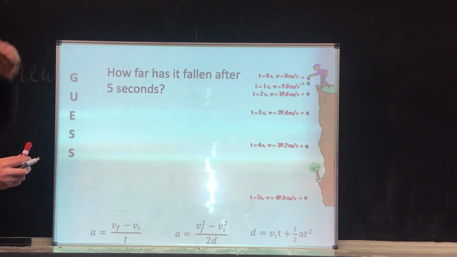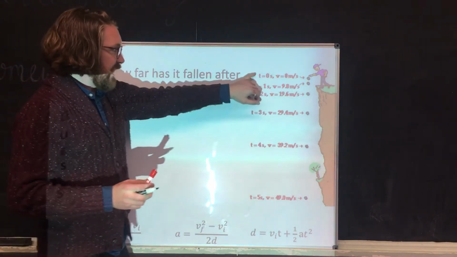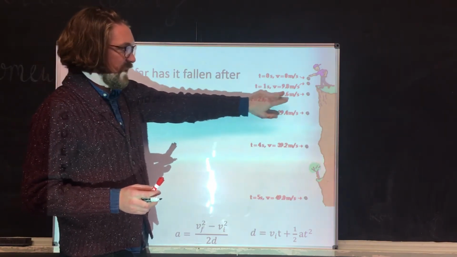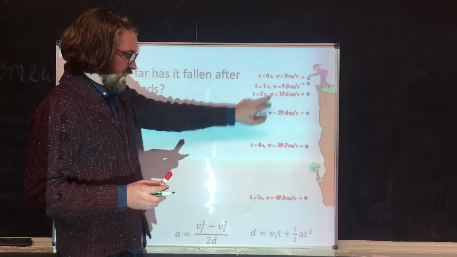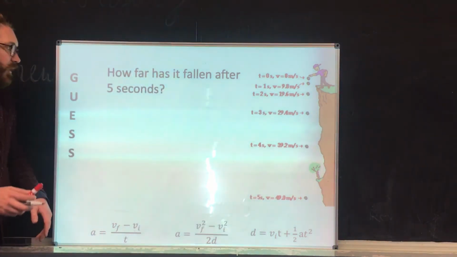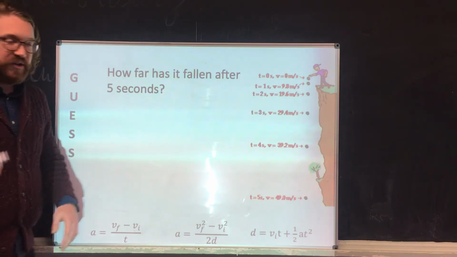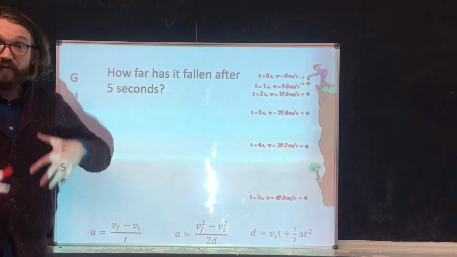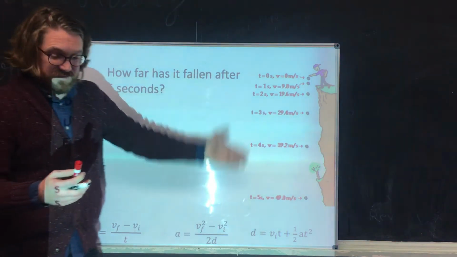Okay, so now here we see that every second the velocity is increasing. At 0 seconds, the velocity is 0. At 1 second, it's 9.8. At 2 seconds, it's 19.6. And at 5 seconds, it's 49 meters per second. That's cool. But something you might be more interested in is how far it's fallen after 5 seconds, okay? So how tall is it? Okay, how tall is this cliff?